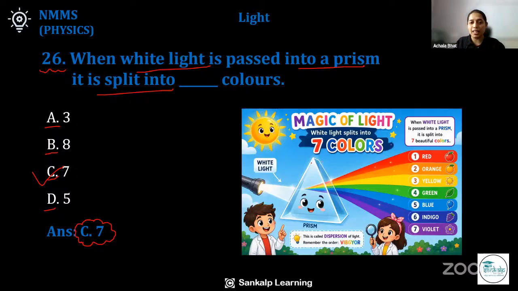See, this is a prism, a glass prism. When this white light is passed through this prism, what happens? Dispersion takes place. This white light splits into 7 colors. We call it VIBGYOR: violet, indigo, blue, green, yellow, orange, and red. This is called a spectrum. When white light is passed into a prism, it splits into seven beautiful colors.